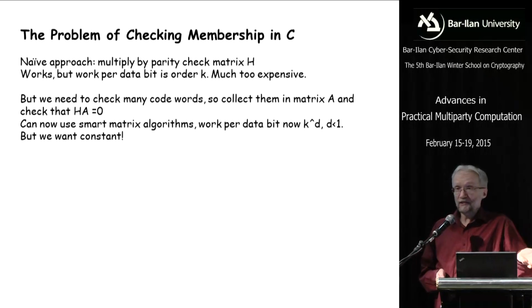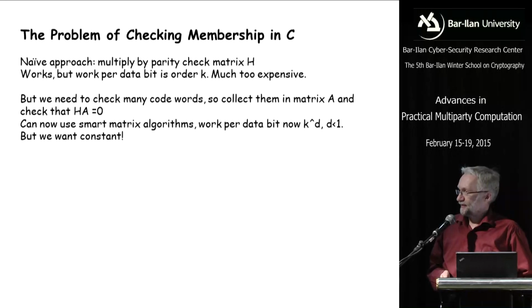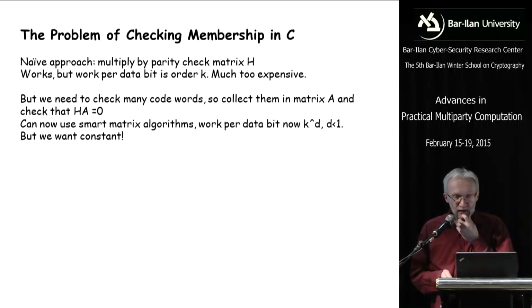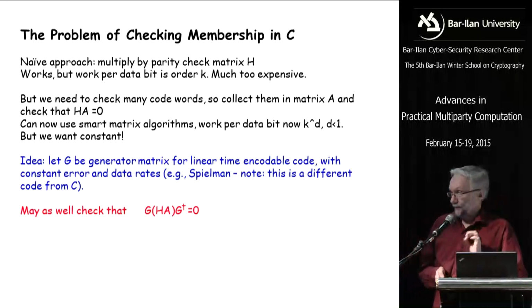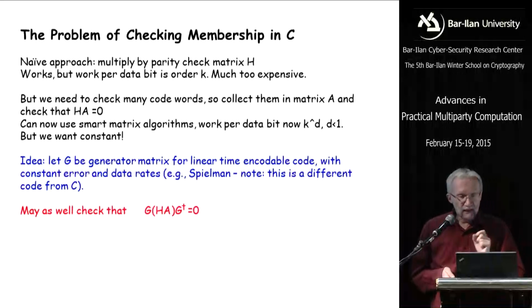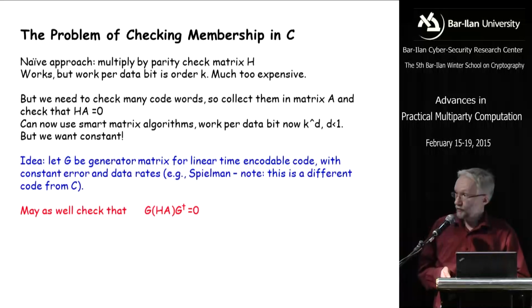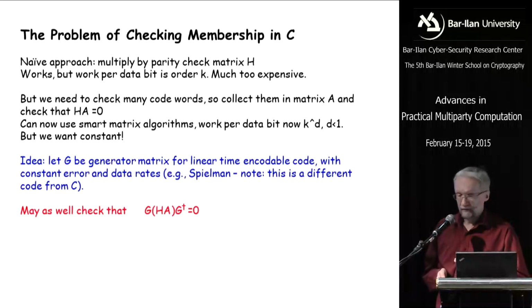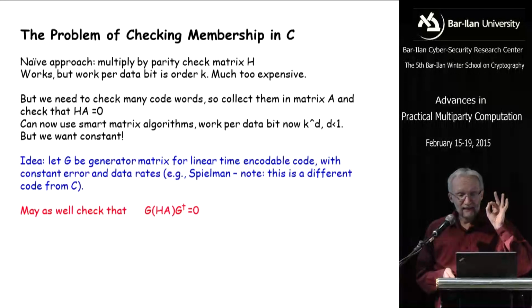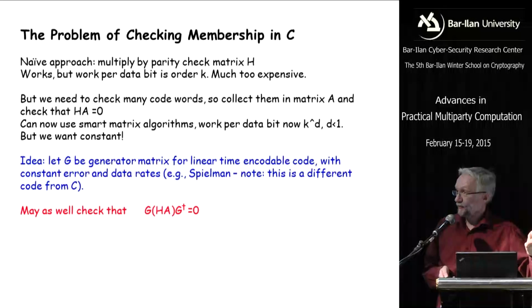But also, I want it constant. I want better than this. So here's the observation. I take G, which is a generator matrix for a linear time encodable code with constant error and data rates. These things exist. That's the Spielman code, for instance. And note, this is a different code from the C I was talking about before. It's not the same at all.